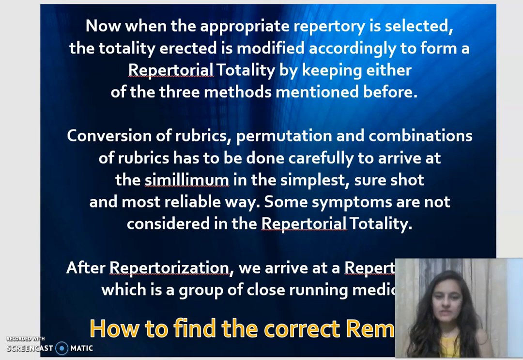After the repertorization, we arrive at the repertorial result, which is a group of close running remedies. So basically, the work of your repertory was that whatever symptoms you have, you finally get some close running remedies, from which you can further reach one remedy with your knowledge of Materia Medica. Now, how to find that correct remedy, because there can be many similars but only one similimum that you have to give.